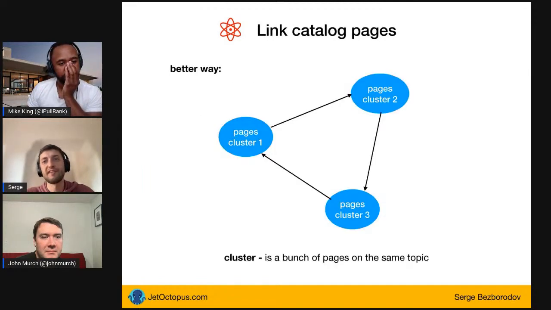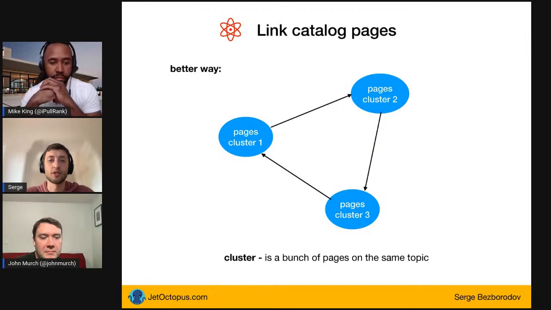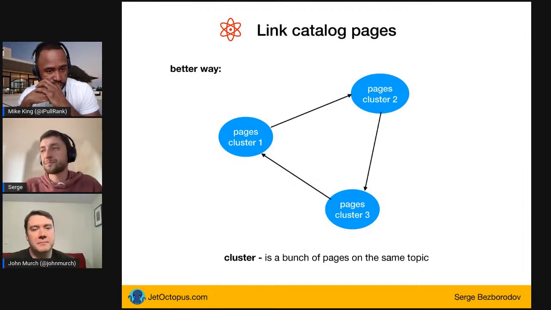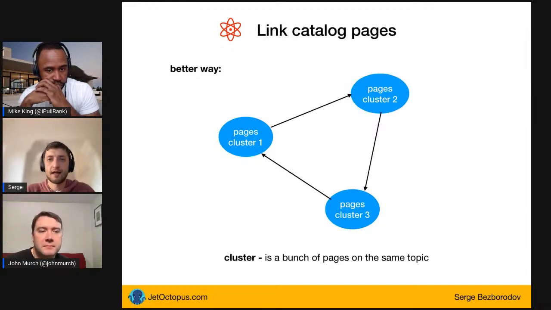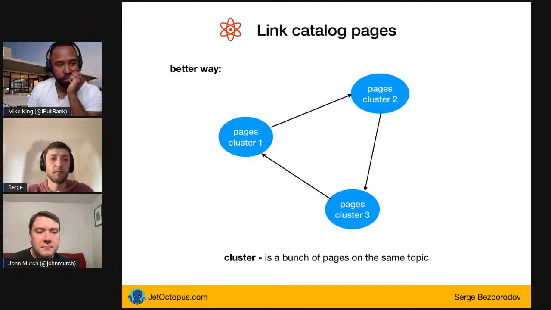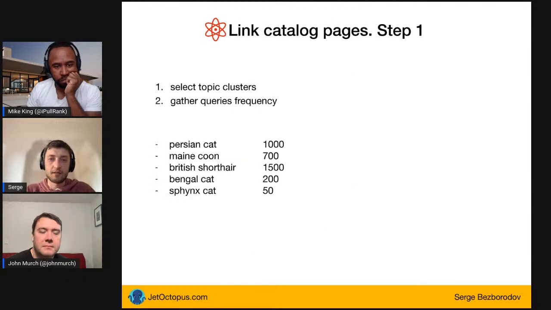The best way of linking catalog pages, and it can also be applied for product pages on catalog websites, is going through the clusters. Because in most cases, all our pages point to some topic, for example, to some category, for example, mobile phones, accessories, garden tools, automotive tools, and so on. And we should work with them within a cluster. And how do we do it step by step?